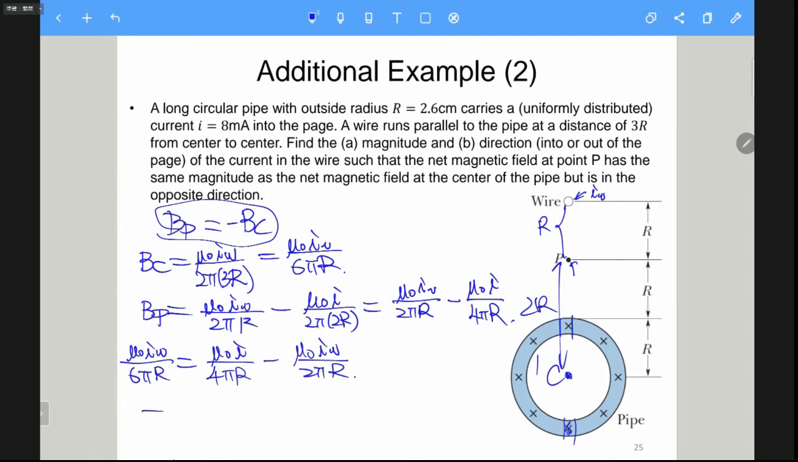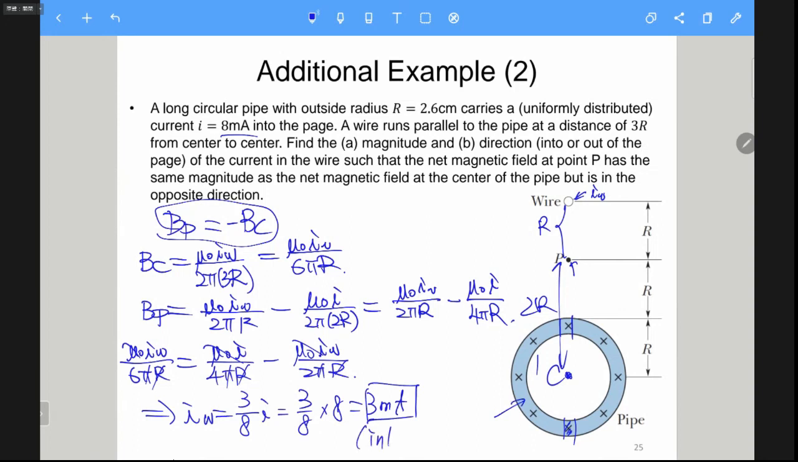So finally, after some algebraic simplification, mu 0 cancels, pi cancels, R cancels. The only remaining stuff is I and IW. So finally, it becomes IW equals 3 over 8 I, which is 3 over 8 times 8 milliamps, which is 3 milliamps. And as much as this is into the page, this is positive, so the current is into the page.